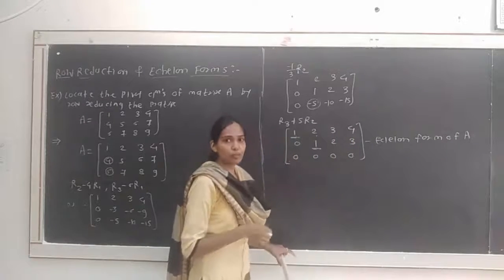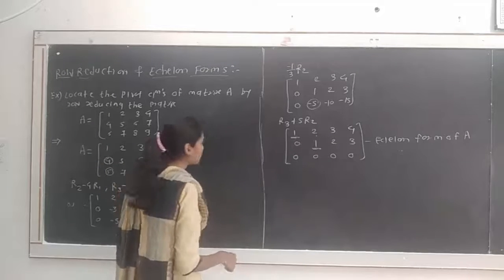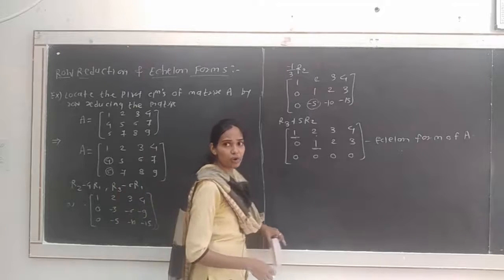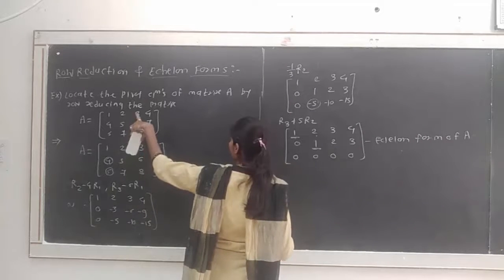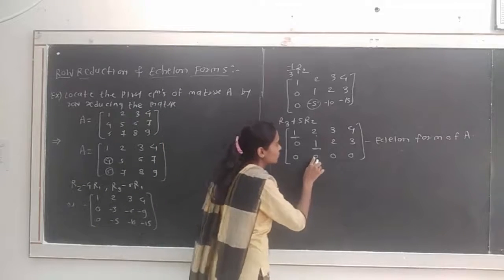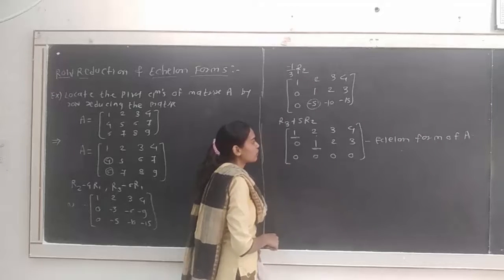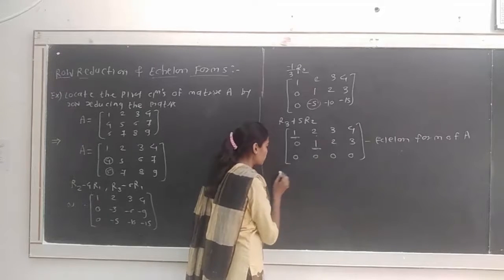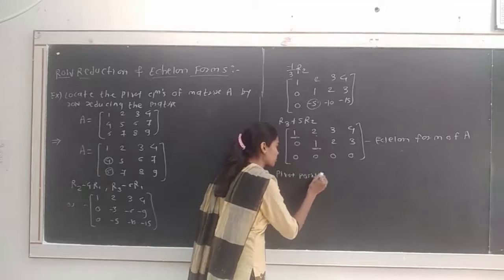So in this way we obtain the echelon form of matrix A by using a sequence of elementary row operations. Then here we want to find or locate the pivot columns, that is, which are the pivot columns in the given echelon form. For that we have to find the pivot positions first.